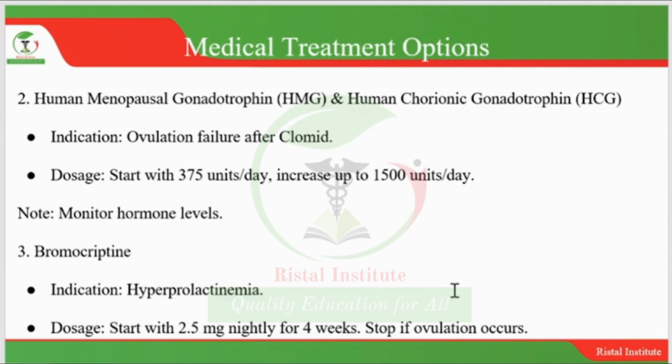Then the next type of treatment is bromocriptine. The indication is hyperprolactinemia, in case the mother is suffering from hyperprolactinemia, and this can be identified by presence of milk in the mother's breast, though also the prolactin level can be tested in the body. Then the dosage, we start with 2.5 milligrams nightly for 4 weeks. Stop if ovulation occurs.